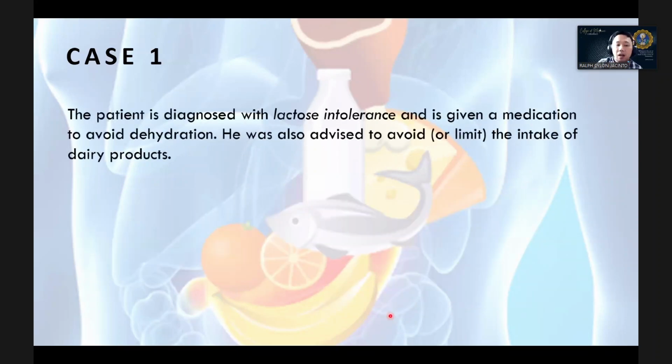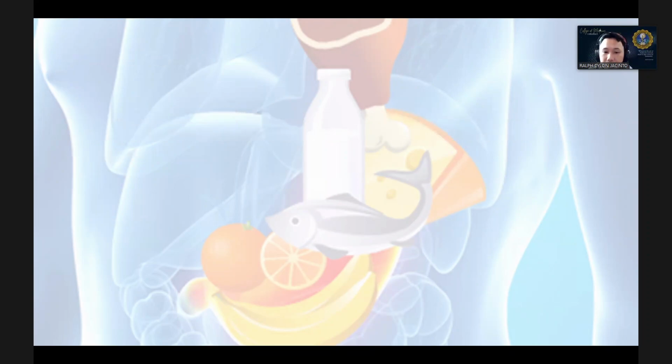Now, RJ here is diagnosed with lactose intolerance and is given a medication to avoid dehydration. And then he was also advised to avoid or limit the intake of dairy products. So this is what happens in lactose intolerance.